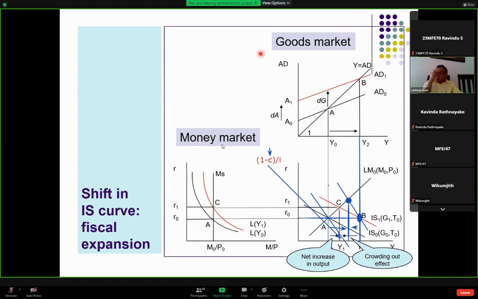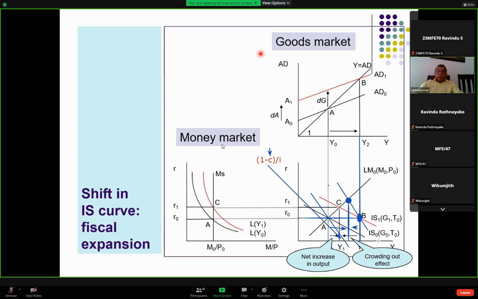I give you that as a question and exercise, so you can do it. If the MPC goes up, what will be the slope of the IS line? And then what would be the crowding out effect?